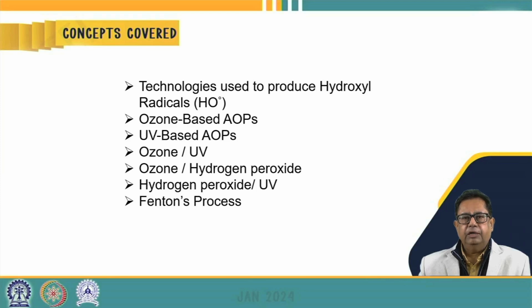Similarly, we can also combine hydrogen peroxide and ultraviolet rays so that we can get the degradation of organic compounds at a higher rate. And lastly, we'll discuss the Fenton's process, and in the Fenton's process, we'll be seeing how hydrogen peroxide can get activated by certain metal species so that dot OH radicals can be produced by this process.